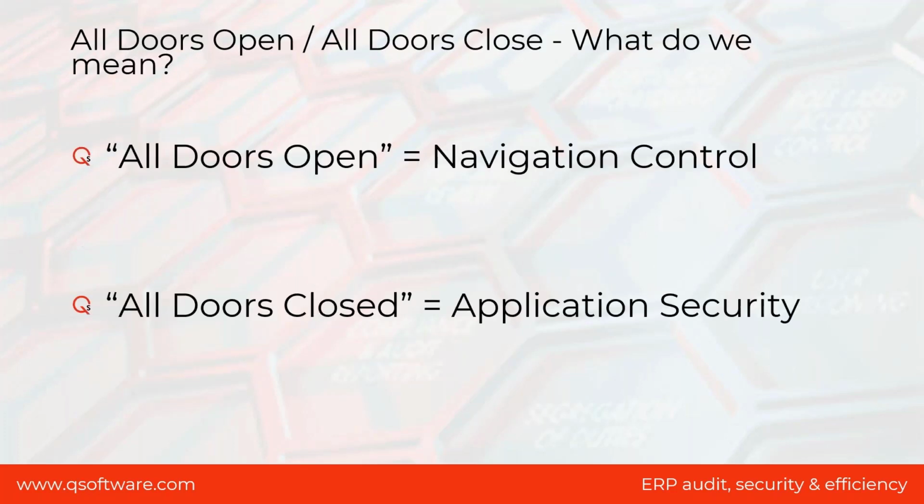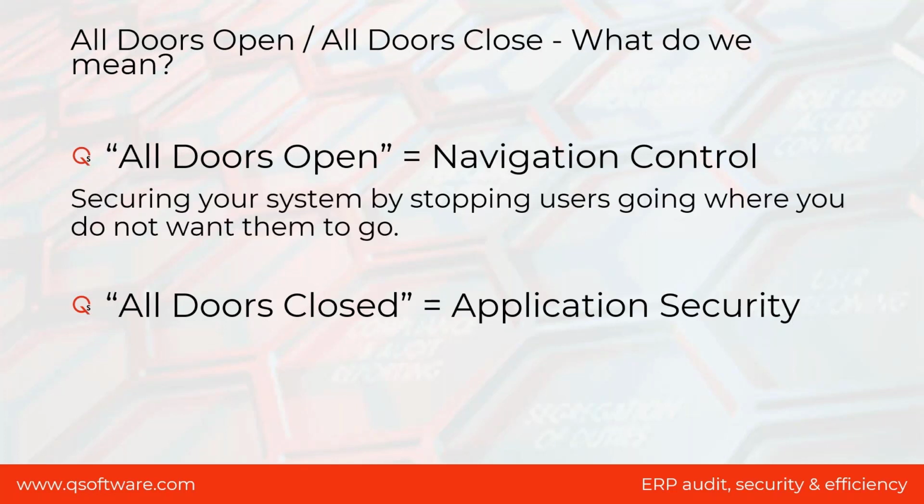So all doors open and all doors closed, what do we mean by those? All doors open is essentially what you can also describe as navigation control. That means securing your system by stopping users going where you don't want them to, as the name would suggest. All doors closed, on the other hand, is often referred to as application security.